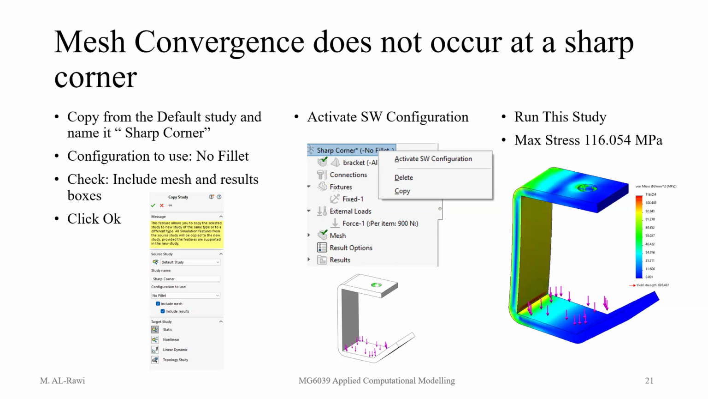Now, the mesh is set to default. So you just create a mesh, right click on mesh, keep it like this, don't change anything, just click OK. That's the default mesh. Okay. Just click OK and run the results. It will give you now the bracket without the fillet, which for me was giving 116 megapascal, the maximum at that edge. But you see, it's not like that anymore.